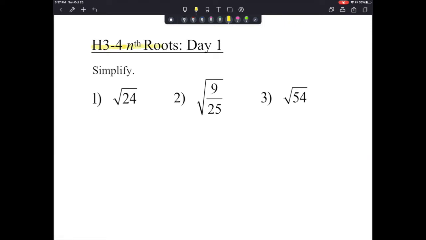Today we're going to focus on nth roots, and we're going to break this lesson into 2 days. So the first one today will focus a little bit more on just square roots, and then tomorrow's lesson we'll get into some higher power roots.